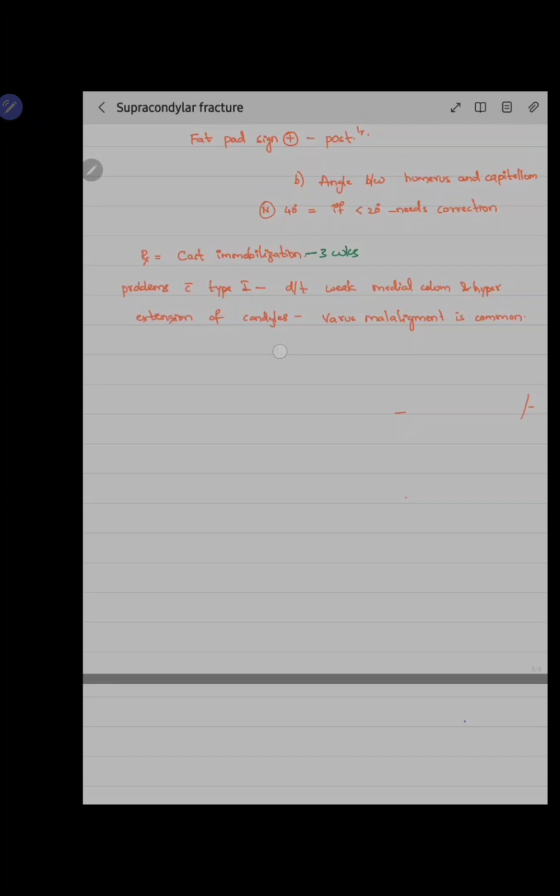The problems with type 1 are mainly because of the weak medial column. Later on we can face varus malalignment, where the medial column collapses completely and the lateral column grows as usual. How do we note whether the fracture is going into varus malalignment? We can see the crescent sign, that is, the overlap of the capitulum over the olecranon.